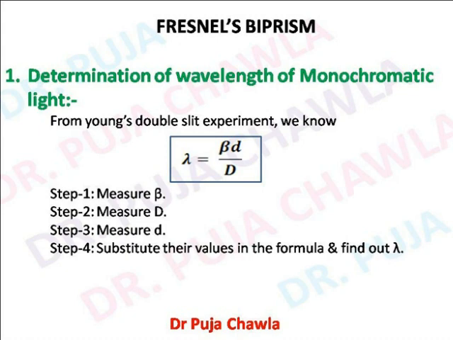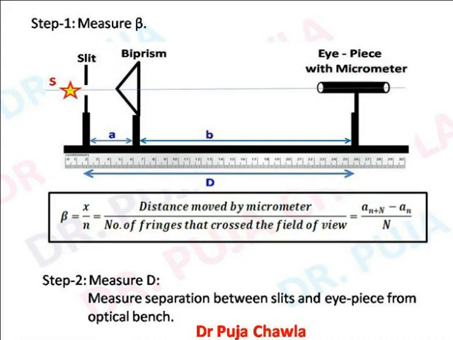So this will be our flow chart. Step by step we will determine beta using Fresnel Biprism, small d using Fresnel Biprism, capital D using Fresnel Biprism, then substitute all these values in the formula for lambda and we can calculate lambda. Let's start with step number 1. Measure beta using Fresnel Biprism experiment.